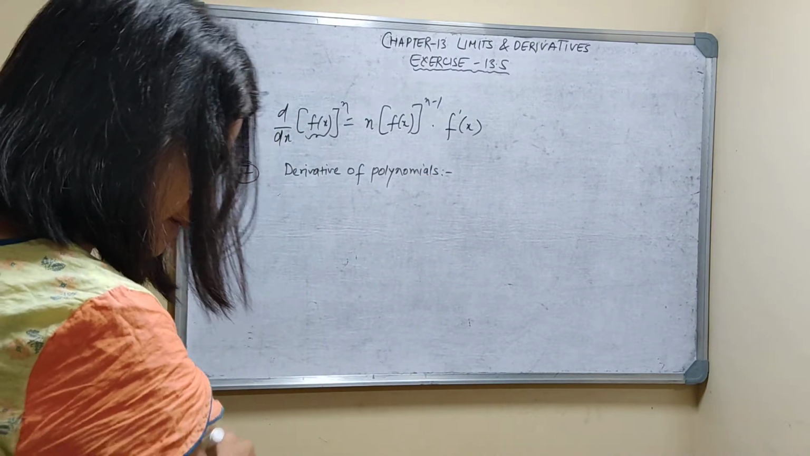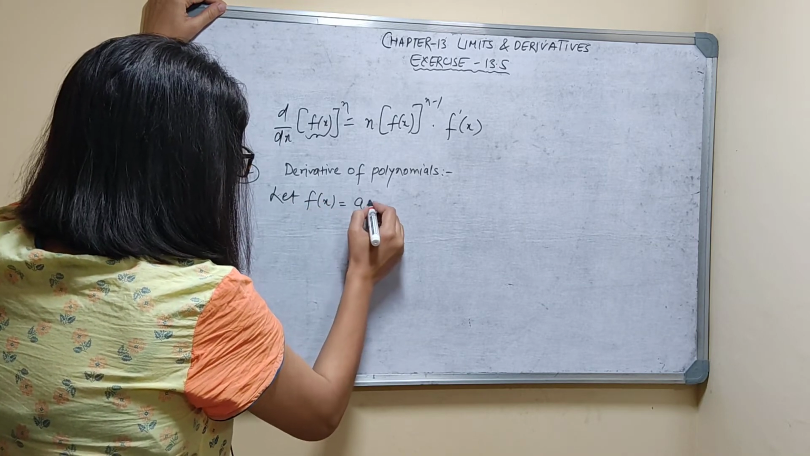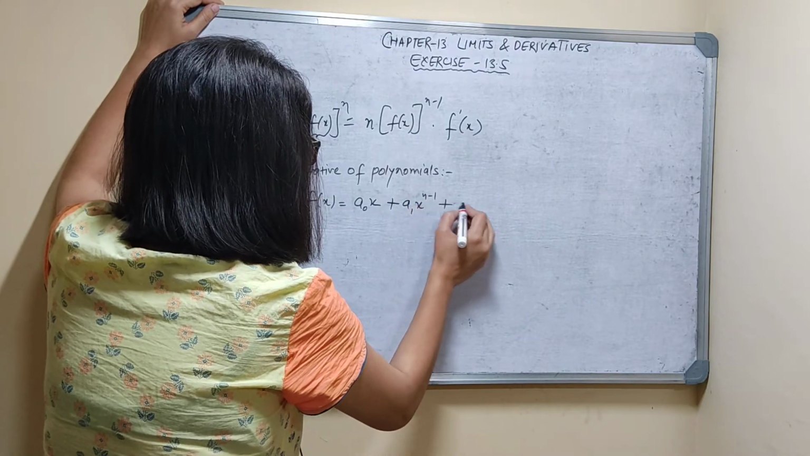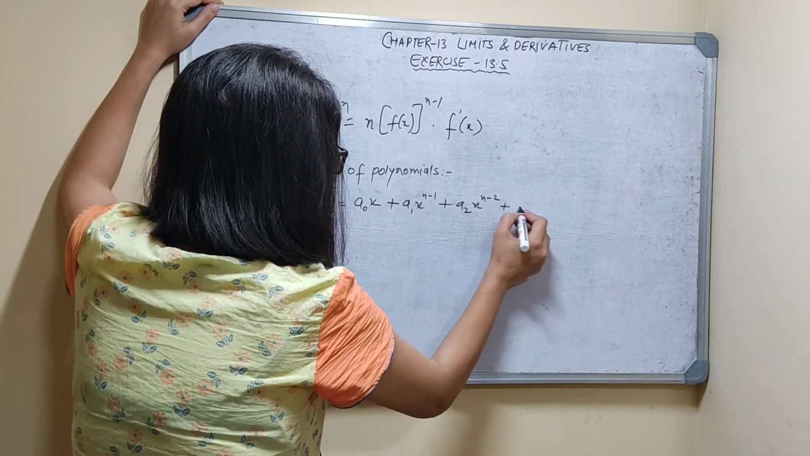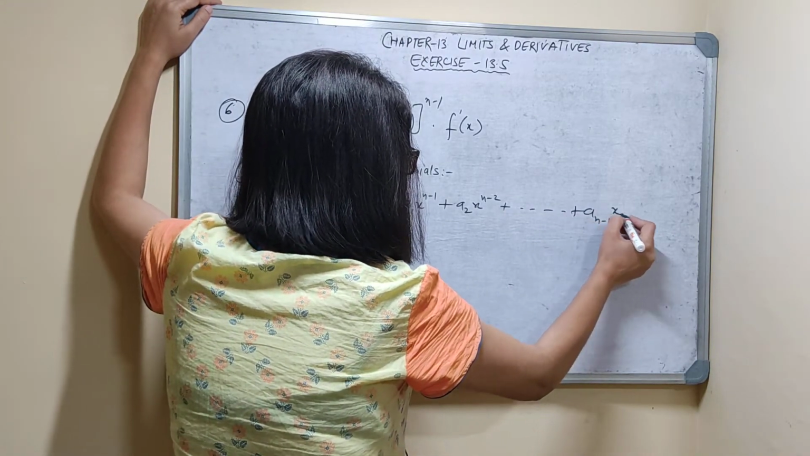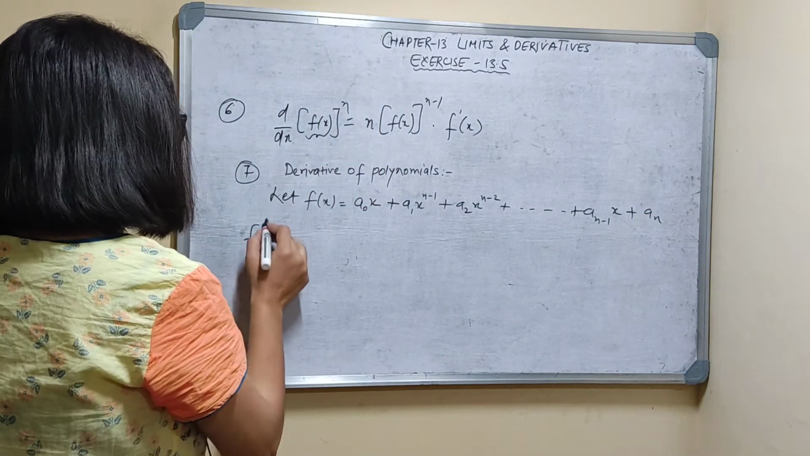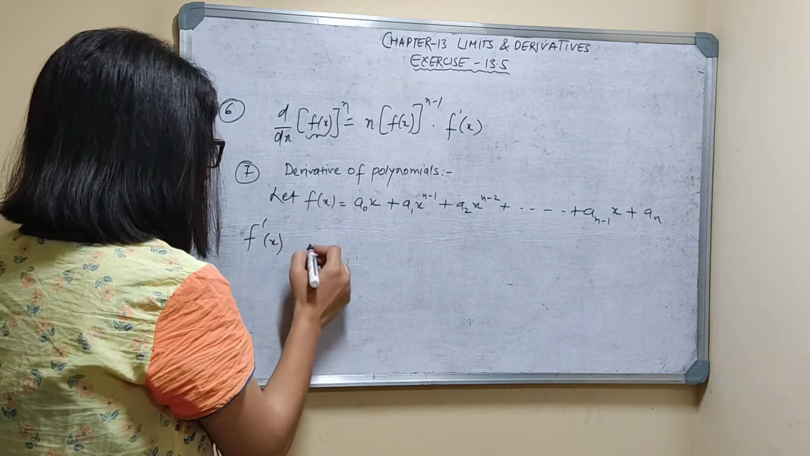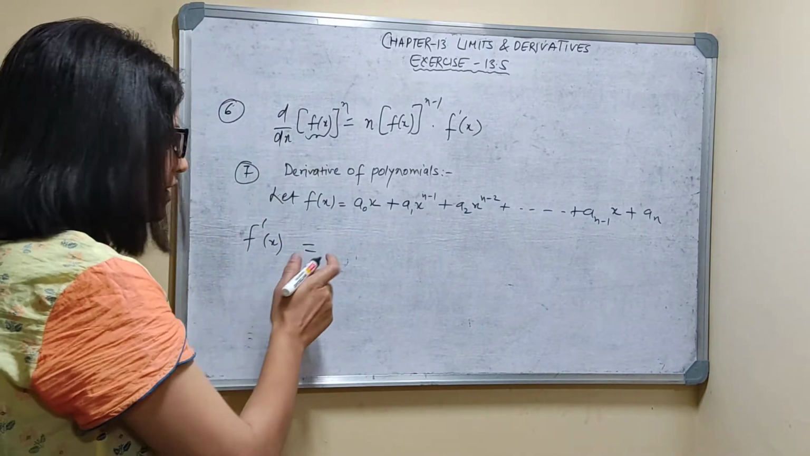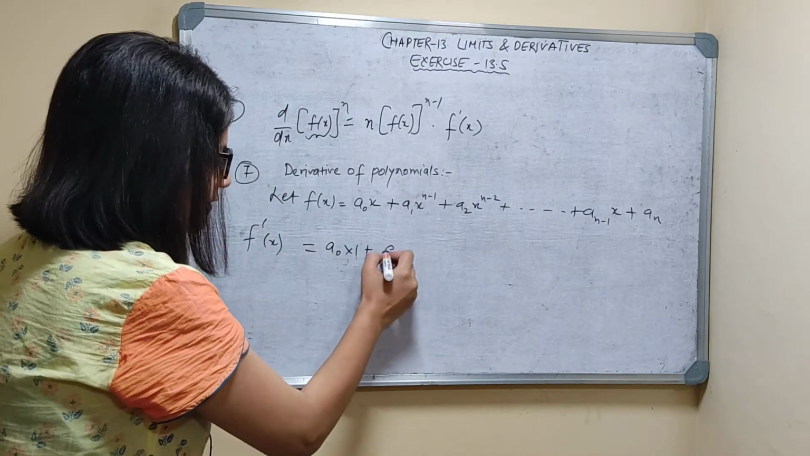Derivative of polynomials. Let any function be given, f of x is equal to a naught x power n plus a1 x power n minus 1 plus a2 x power n minus 2 and so on, plus a n minus 1 x plus a n. Is it clear? So f dash x, or d by dx of f(x), will be what? d by dx of a naught x power n. A naught is constant, so it will come out.